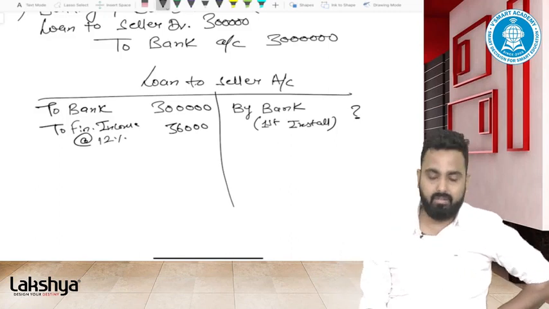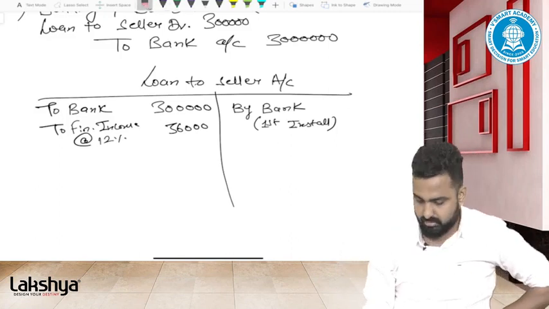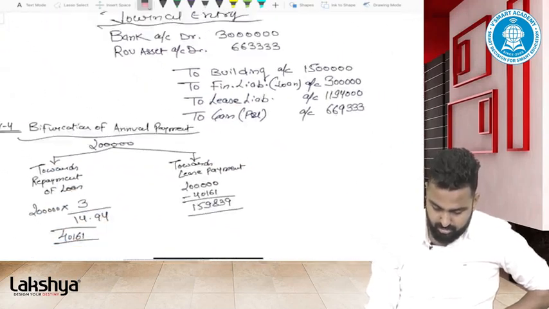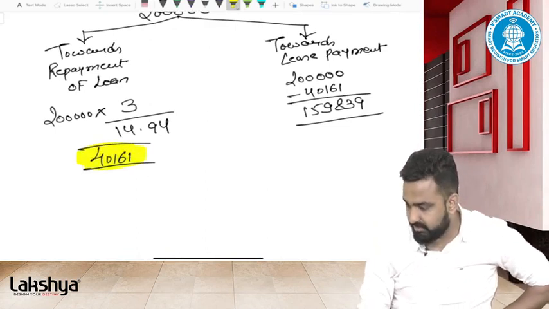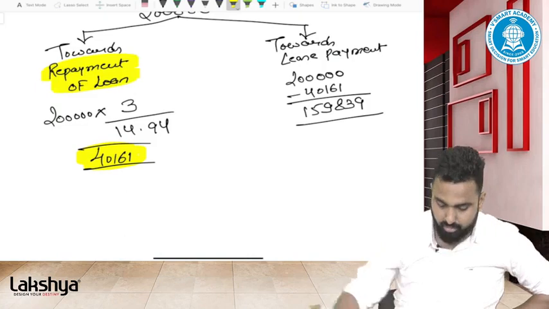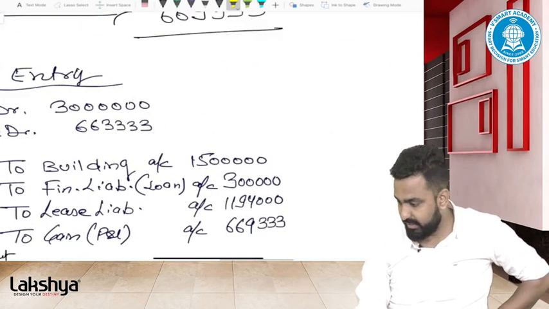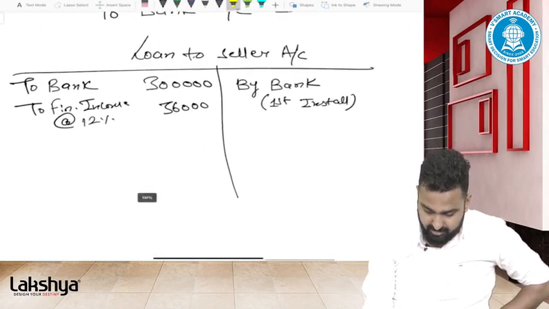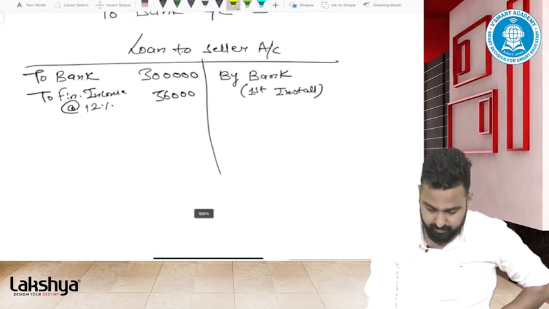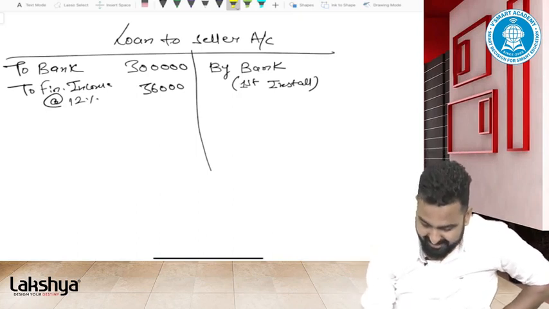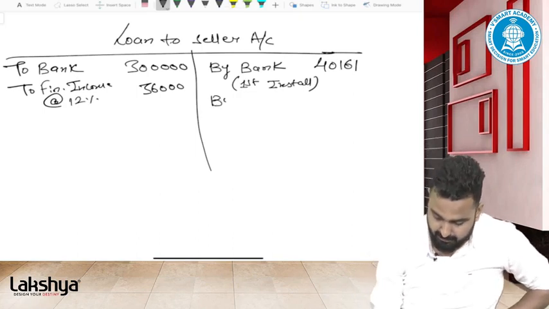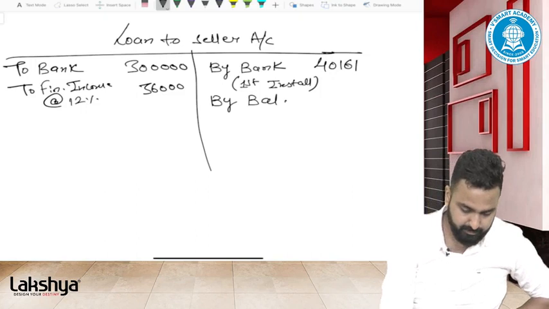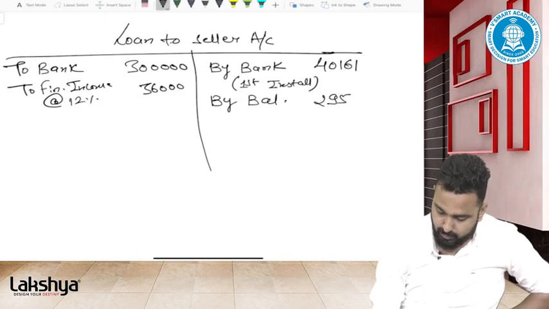Tell me the amount of bank, yaar. See, this was the repayment value, 40,161 towards repayment of loan. Very good, Riza. Today Riza is performing very well. 40,161 by balance $295,839.